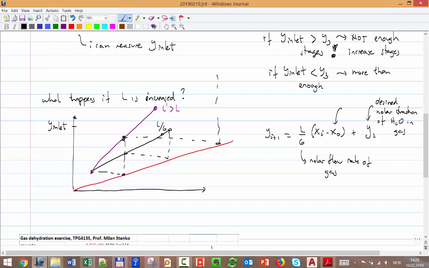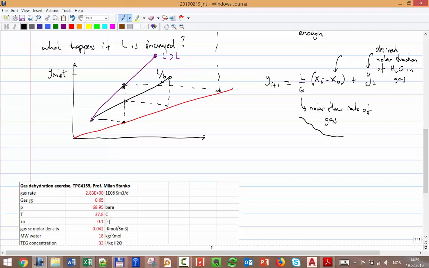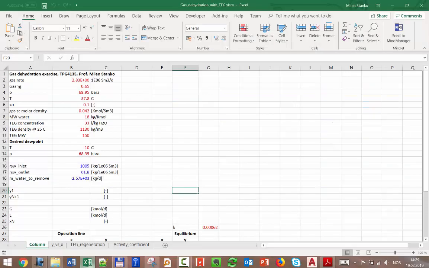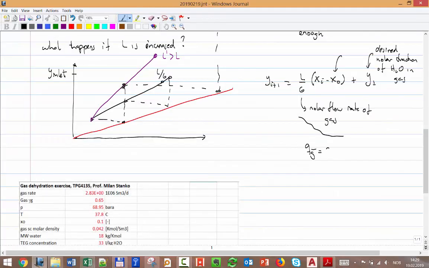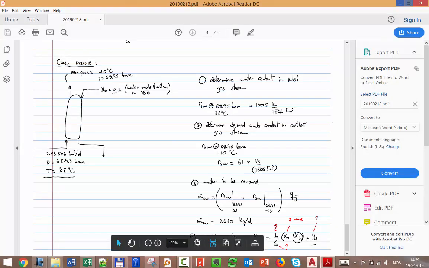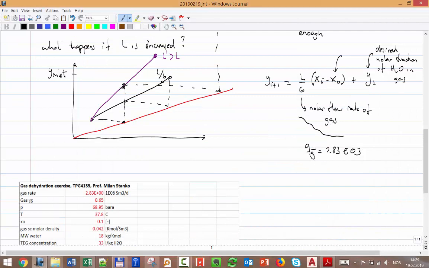So we have almost everything we need. The only thing we need is actually to convert. We have the rate at standard conditions. We know that it is how much? 2.8 million. So let's continue with the steps. We have step number 4. 4.A is basically to calculate G.